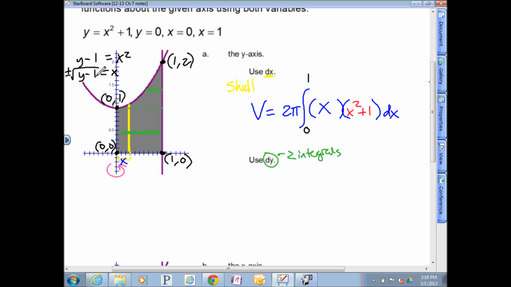So we're going to need two integrals. This bottom integral: is there a gap between the end of this rectangle and the axis it revolves around? No, there's no gap, so that is a disk method. So the first integral is going to be a disk.